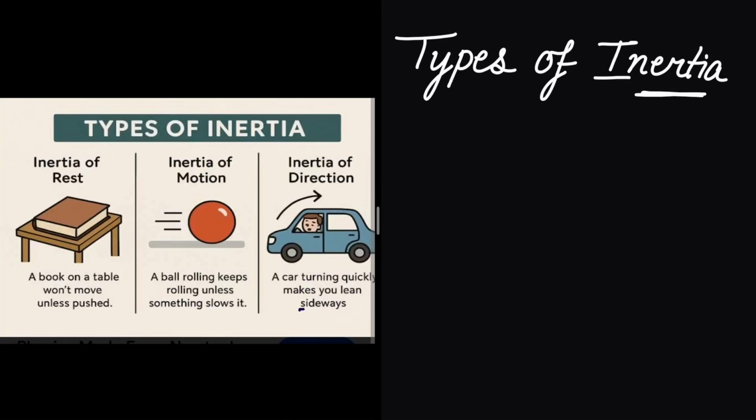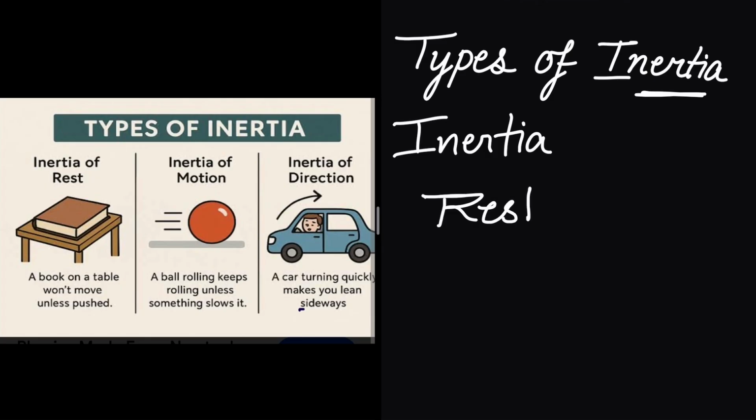Students, today we will discuss types of inertia. So, first of all, what is the meaning of this term inertia? Inertia is the inability of a body to change its state of rest or motion by itself.